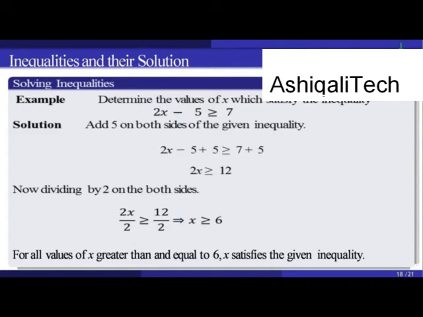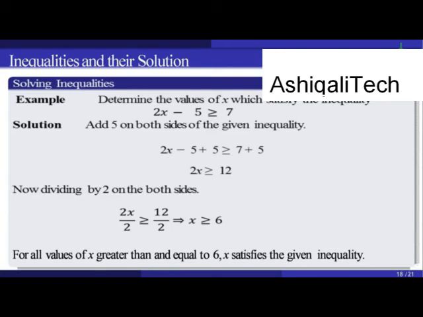Dear students, now we see how to solve inequalities. Consider the example. Determine the values of x which satisfy the inequality 2x minus 5 is greater than or equal to 7. Here we add 5 on both sides of the given inequality. So we get 2x minus 5 plus 5 is greater than or equal to 7 plus 5. So we get 2x is greater than or equal to 12.